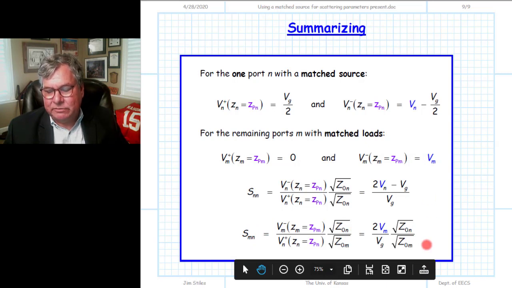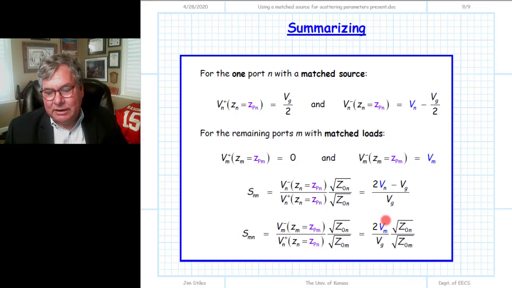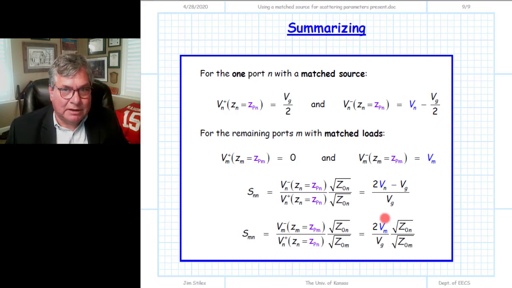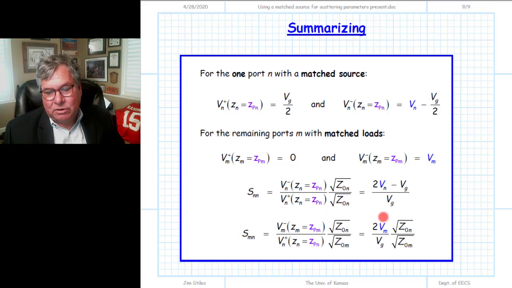And again, you simply insert there. The VG shows up, but the answers for Vn and Vm better be in terms of VG, in fact, proportional, so that they will cancel out, and you'll get an answer independent of VG. Again, if it doesn't, you've done something incorrect.